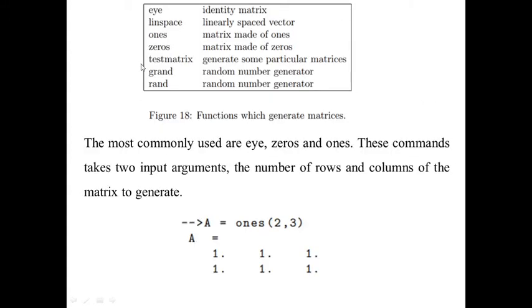Clear? These are some simple predefined functions available in Scilab, which can be used for your programming. The most commonly used functions are eye, zeros, and ones. These commands take two input arguments, the number of rows and the number of columns to generate. Though it is a predefined function, you have to use two arguments, which specify the number of rows and columns. So ones of 2 comma 3 means 2 rows and 3 columns. Ones means the matrix is full of ones.